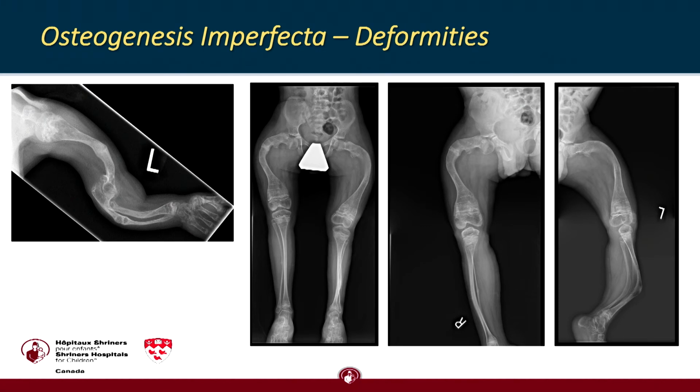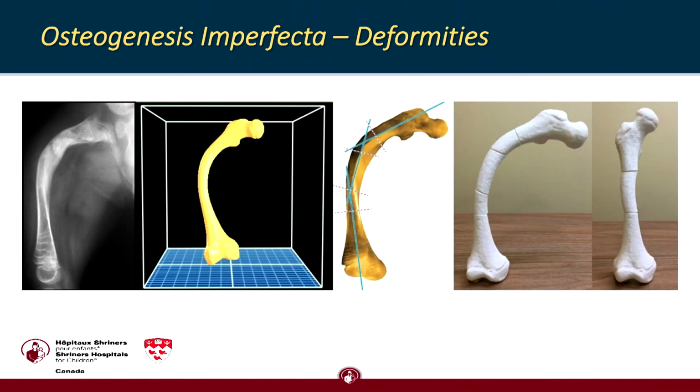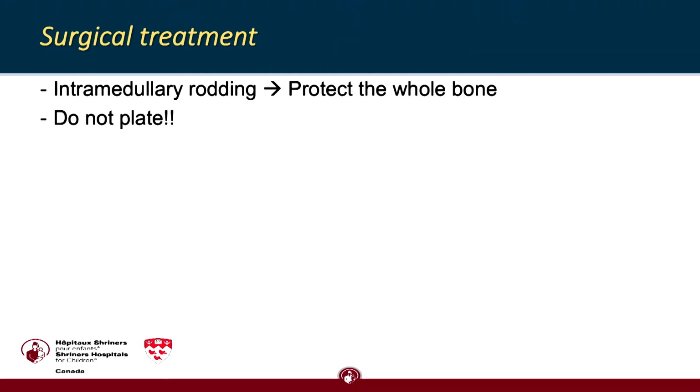Again, reminding you of the complex deformities, multiplanar and multi-apical. So nowadays we use 3D imaging and 3D printing also. This helps a lot in understanding the deformity and planning your osteotomies. So surgical treatment, again, protect the whole bone, do not plate.